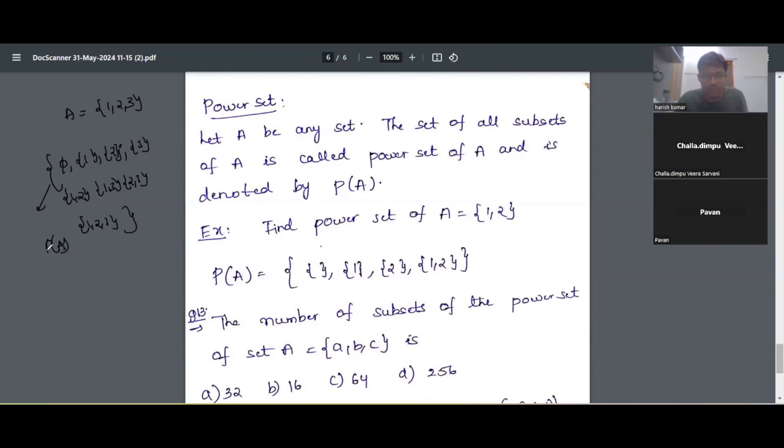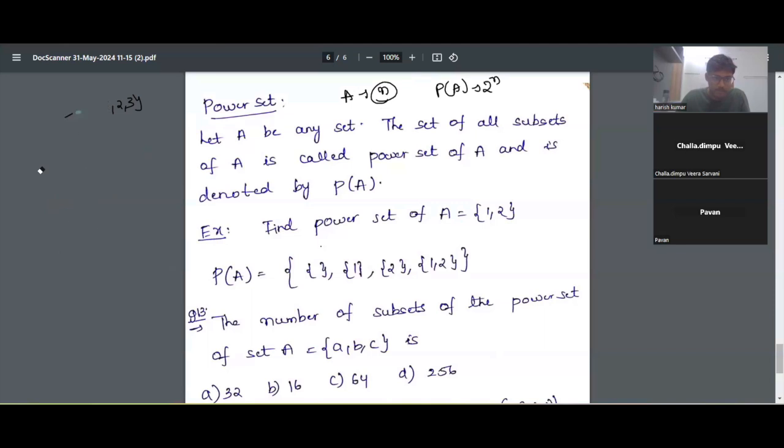Now my question is, if a set A contains n elements, then how many elements are there in its power set? Answer me. 2 raised to the power n. That's it, right? Because what is a power set? It is the set containing all the subsets of the set A. And we know that if a set A has n elements, then the number of subsets will be 2 raised to the power n. Therefore, the number of elements in the power set will also be 2 raised to the power n. Got it?